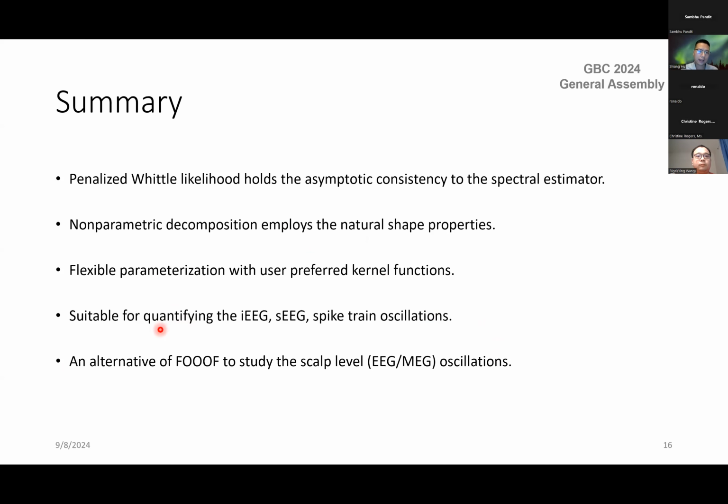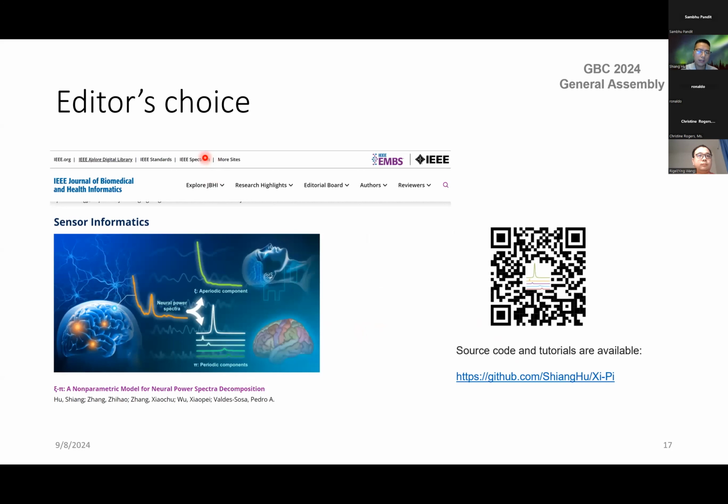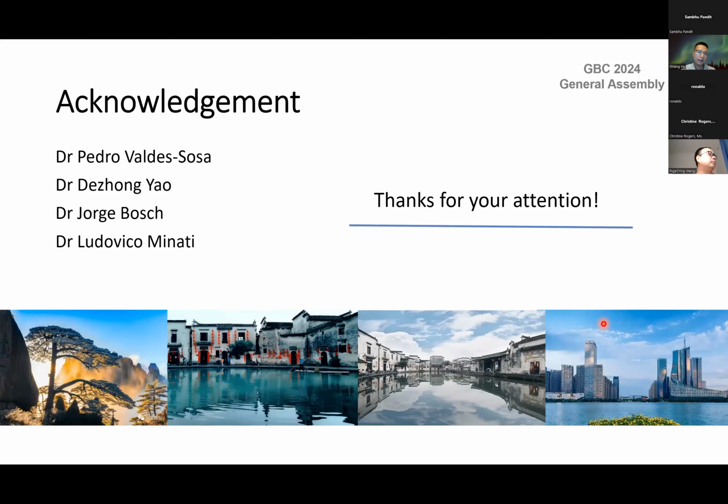And at the end, I want to say that CPI is suitable for quantifying EEG, SEEG spectrum oscillations, and can also serve as an alternative to FOF to study the scalp EEG oscillations. Also, our paper was finally selected by the editor as the featured article in the IEEE JBHI journal. Our code is all published and available on GitHub with walkthroughs and an introductory guide.